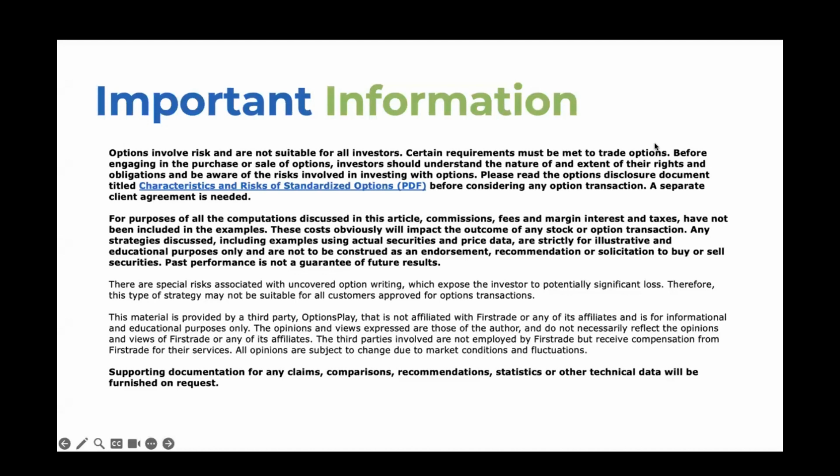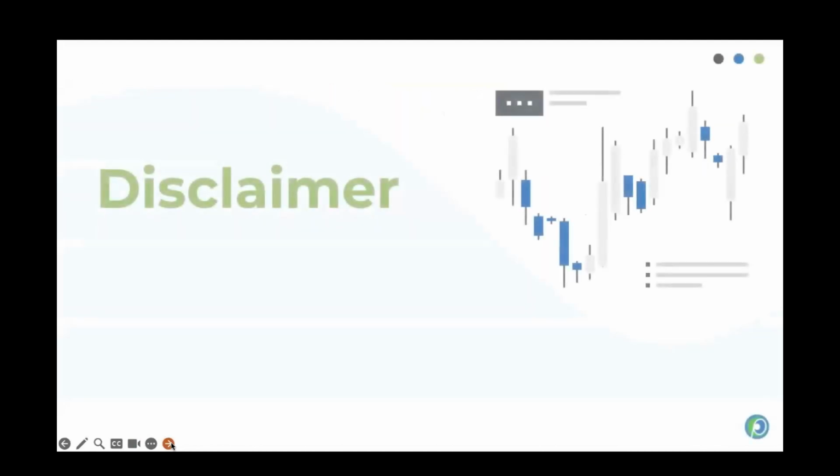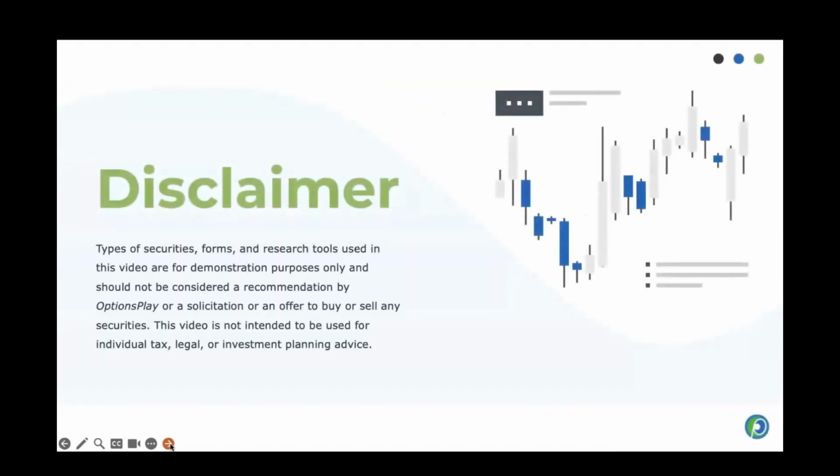Know that everything here is for informational and educational purposes only. This material is by a third party, which is us, Options Play. We are not affiliated with First Trade or any of its affiliates. Therefore, any opinions and views expressed are not those of First Trade. Our Options Play disclosure is, again, informational and educational purposes only. Sometimes we talk about securities. It's not intended to be a solicitation or offer to buy or sell securities, nor individual tax, legal, or investment planning advice.